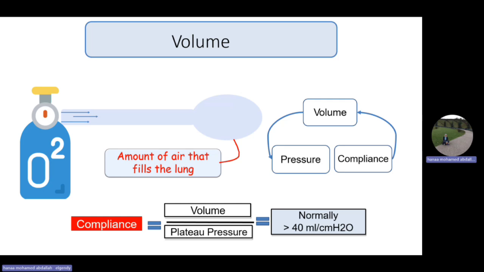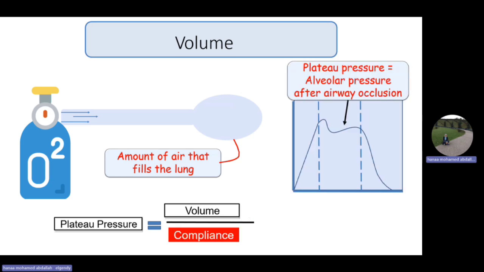The static compliance is the volume divided by plateau minus PEEP, while the dynamic compliance is the volume divided by peak pressure minus PEEP. The static compliance is always higher than the dynamic compliance. Normally, the plateau pressure is correlated with the volume and compliance. The plateau pressure, as we said before, is the intra-alveolar pressure after occlusion of the airway during inspiration by using the inspiratory hold.